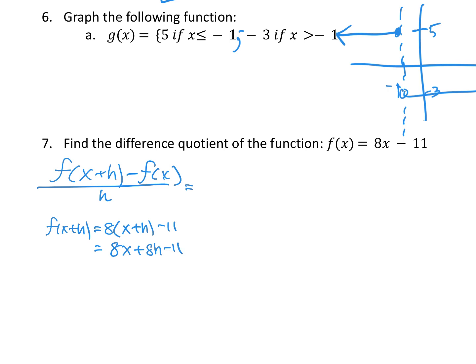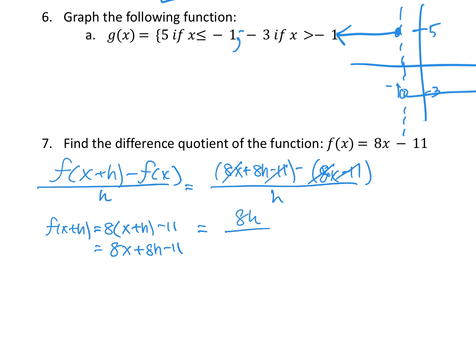And so now we can substitute that into this part of the formula. Eight x minus 11 over h. And so again, pieces cancel. It's actually a really easy difference quotient for us to do. Okay, so the difference quotient in this case is 8.